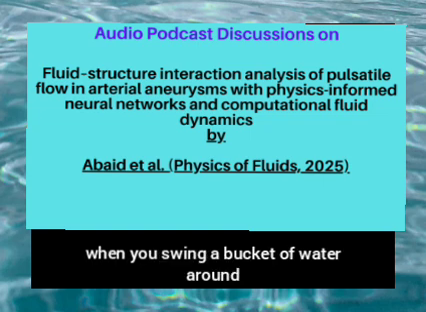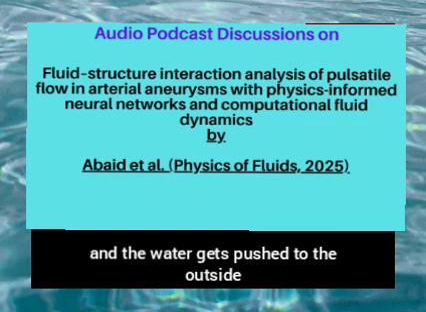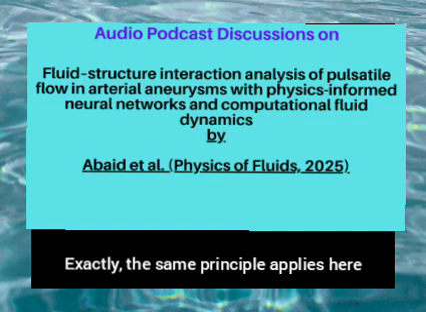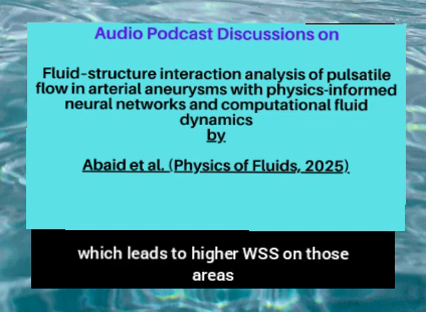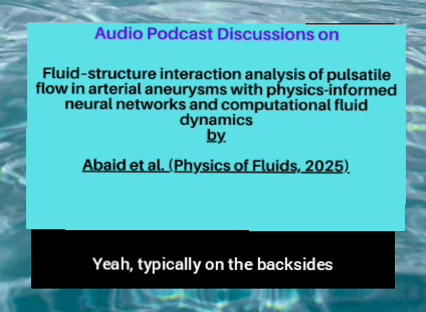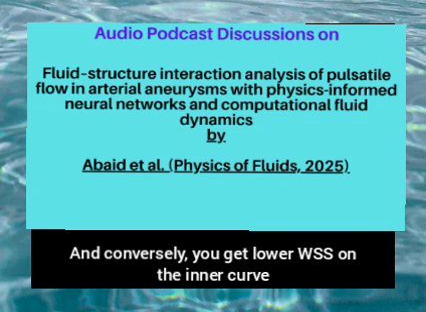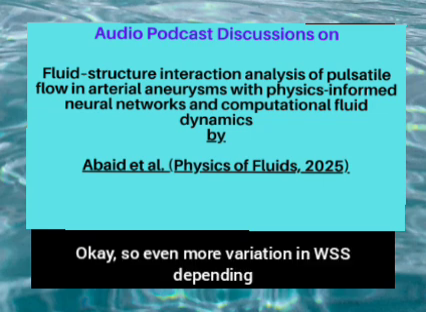Centrifugal force. So like when you swing a bucket of water around and the water gets pushed to the outside. Exactly. The same principle applies here. The blood gets pushed towards the outer curve of the aorta, which leads to higher WSS on those areas. So on the outside of the bend? Yeah, typically on the back sides and top of the aorta, and conversely, you get lower WSS on the inner curve, the front side. Okay, so even more variation in WSS depending on the shape of the aorta.